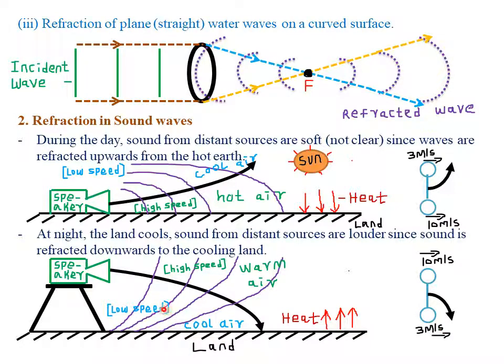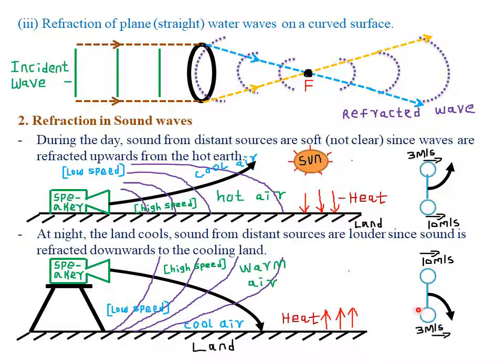So same case here, the lower air or the cool air, the wavefronts are moving at a very low speed, but the wavefronts that are on the upper side are moving at a very high speed. So just like this vehicle, which will turn in the direction of the wheel that is moving at a lower speed, also the sound wave that is produced from this particular speaker, that is at night, will always be refracted downwards, or it will bend downwards. So it will be refracted downwards in the direction of the wavefronts that are moving at a lower speed.